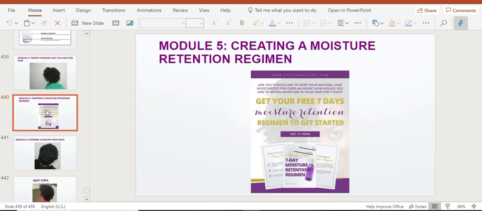All right, and then in module 5, I walked you through how to create a moisture retention regimen. And this module was actually very wholesome, right? I covered the different variations of wash days. I covered different variations of moisturizing techniques. So the LOC, the LCO, the LOCO, the LCG, the LOG. So different moisturizing techniques that are out there in case the LOC method isn't working for you. Some other techniques you can also try in your hair as well.